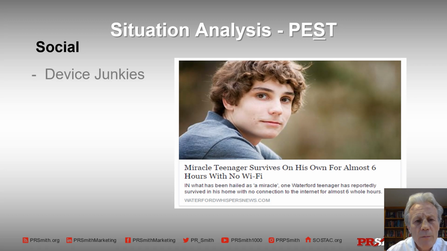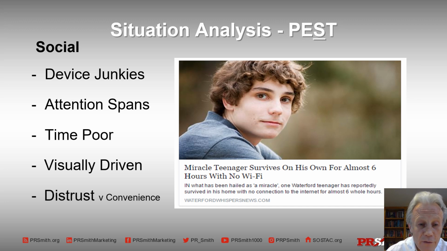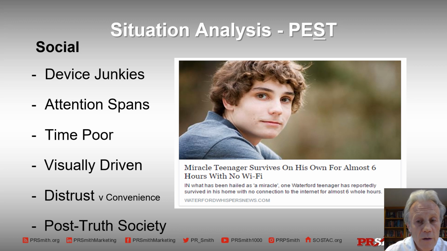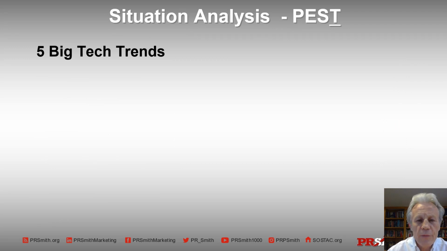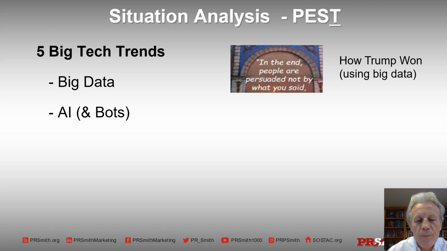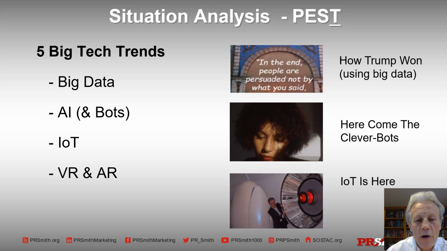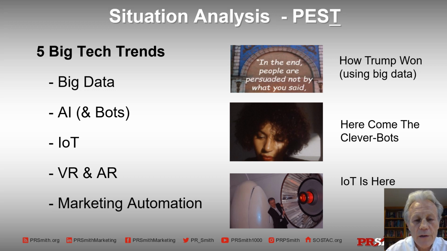So we've become device junkies, and with shorter attention spans, we're time poor, visually driven, and convenience trumps distrust. You know, a lot of people don't trust Facebook, but they still use it because of its convenience. Ditto for Amazon, perhaps. So there are some tech trends we need to look at as well. How does big data, how does AI, artificial intelligence, how does Internet of Things, VR and AR, mixed reality, virtual reality and augmented reality, how do these affect your business?